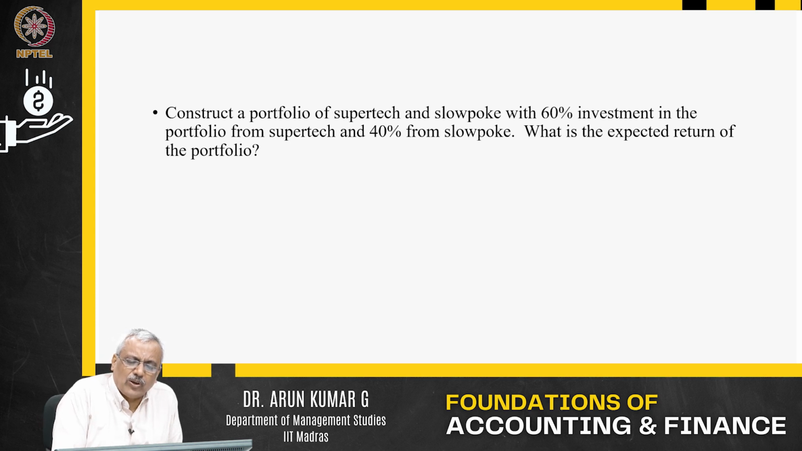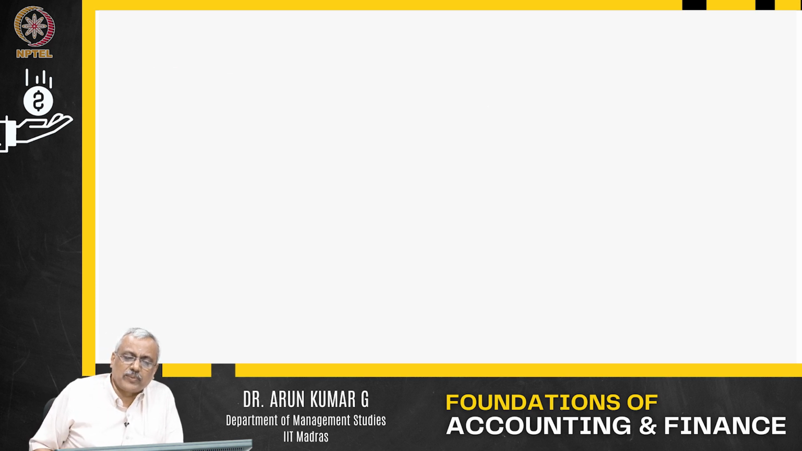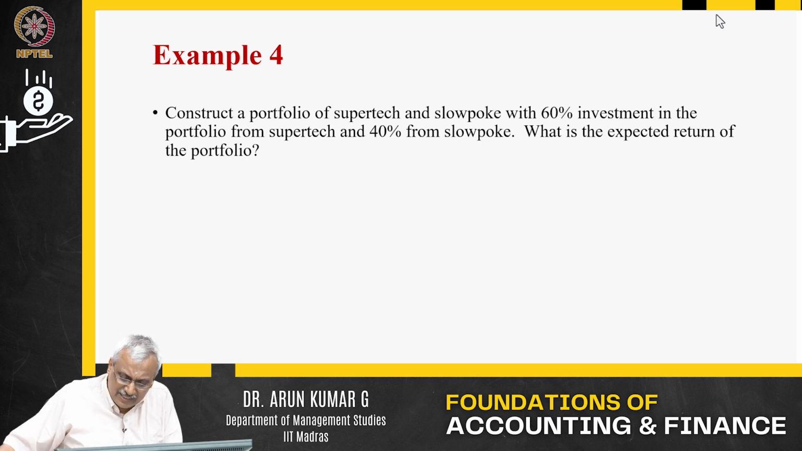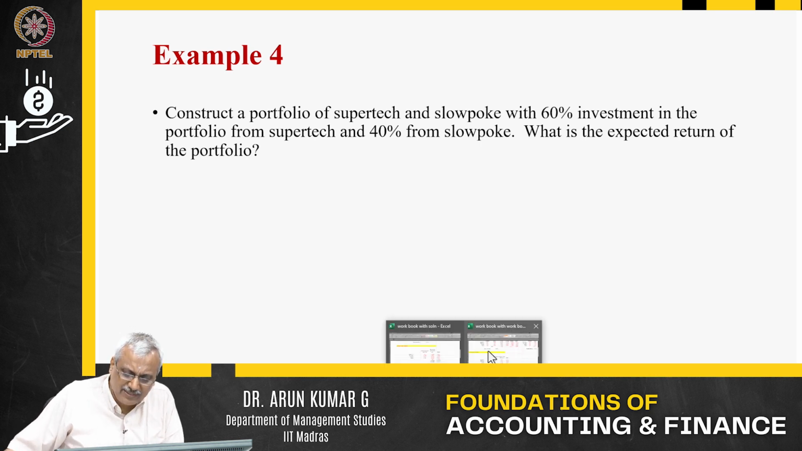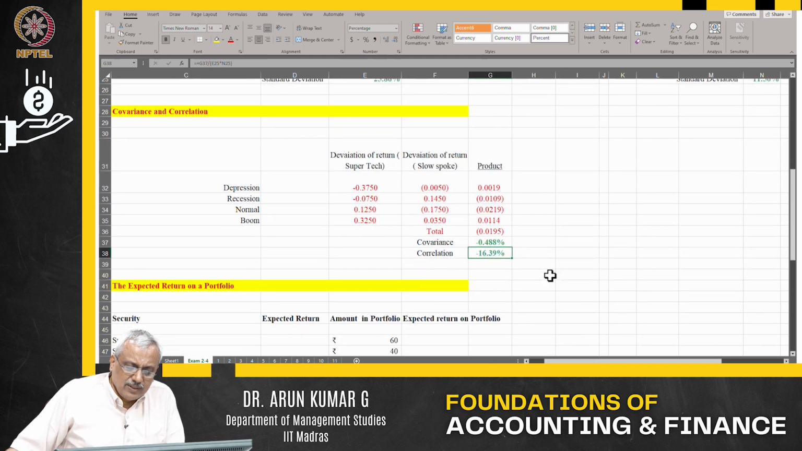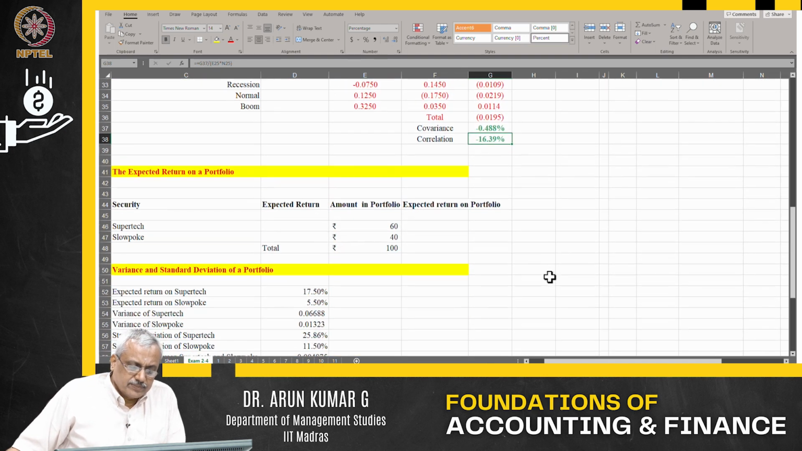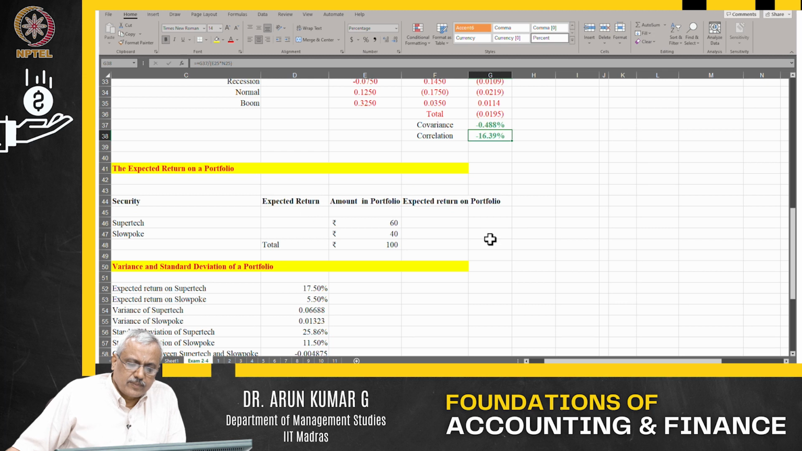Now, I am looking at the next example. Construct a portfolio of Supertech and Slowpoke with a 60-40 investment. I am going to invest 60% in Supertech and 40% in Slowpoke, and what is going to be the expected return? Let us look at that portfolio. Let us go back to Excel in this particular case. I got it out here.